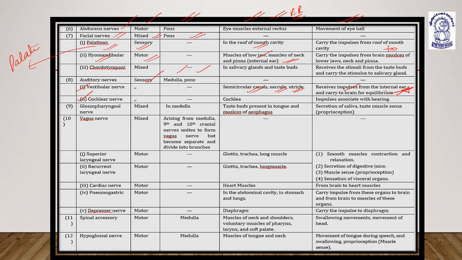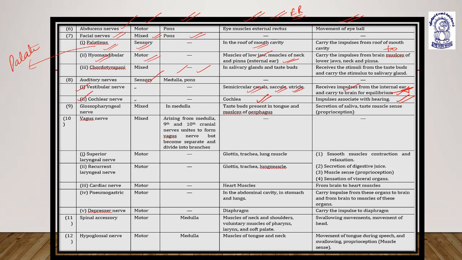Very important. So the auditory nerve, especially the vestibular nerve, basically supplies the semicircular canals, utricle and saccule. It receives the impulse from the internal ear and carries it to the brain for equilibrium. Okay. Cochlear nerve basically supplies the cochlea, which helps to transfer the impulse associated with hearing.